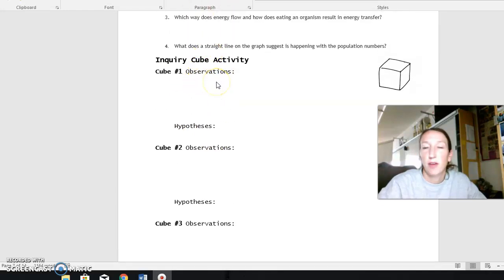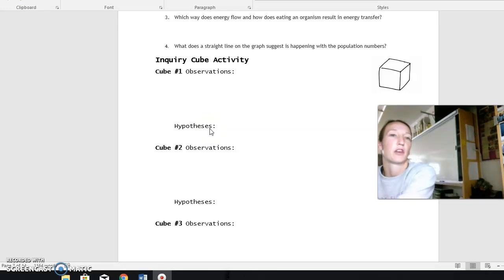I want you to write down some observations you notice about what's on the sides of the cube. And then you're going to give me a hypothesis based on what you observed. What do you feel is going to be on the bottom side of the cube? I won't be showing you that part, but I wanted you to have a chance to predict and see if you can figure out what the bottom part of the cube is.